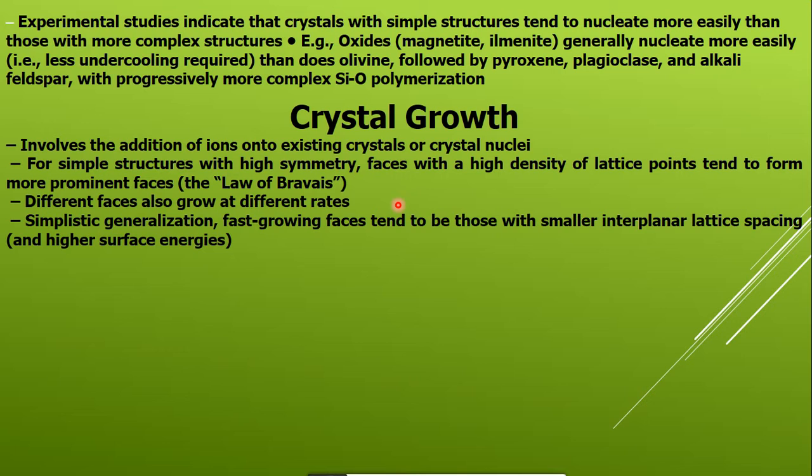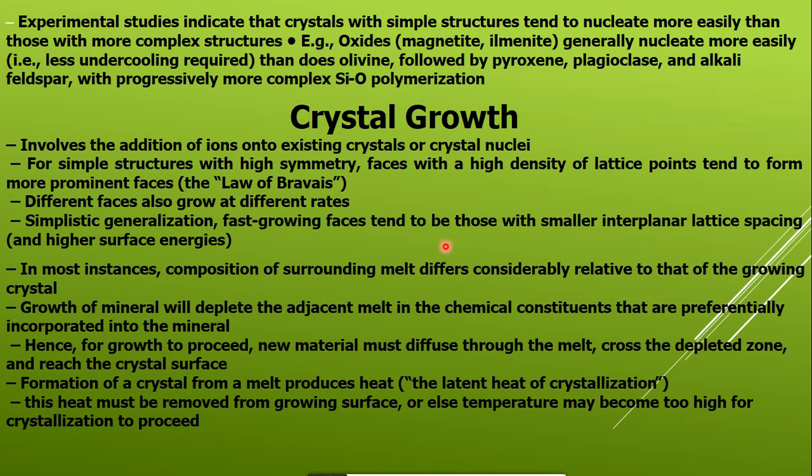Different faces also grow at different rates. Simplistic generalization: large growing faces tend to be those with smaller interplanar lattice spacing and higher surface energies. In most instances, composition of the surrounding melt differs considerably relative to that of the growing crystal. Growth of a mineral will deplete the adjacent melt in the chemical constituents that are preferentially incorporated into the mineral.